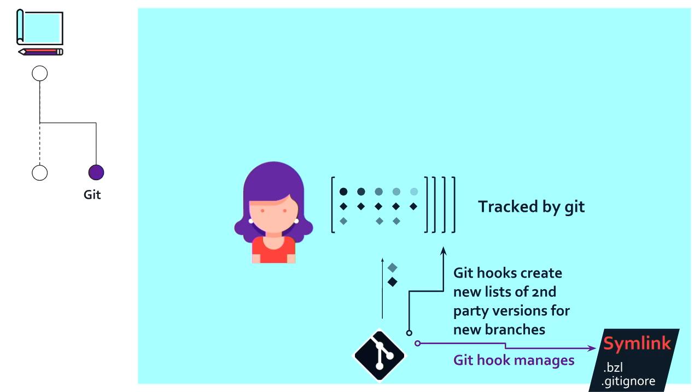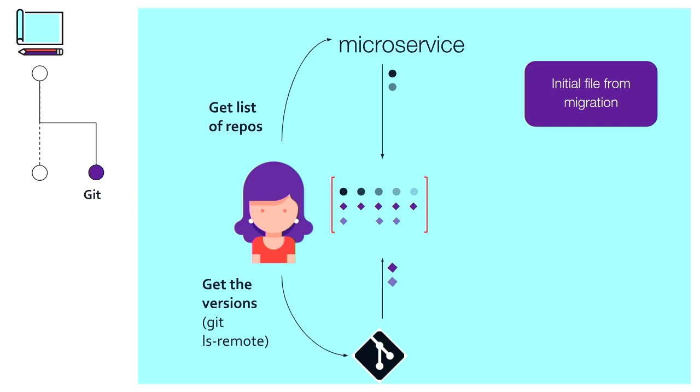So basically, remember the workspace file, it still loads one BZL file. And we have the git hook that changes the symlink according to the current branch. OK, and that's also in git ignore. Now, you might ask, OK, but how do you populate it once? So we have a microservice for other reasons also that has a list of repos, and we do get git ls remote.